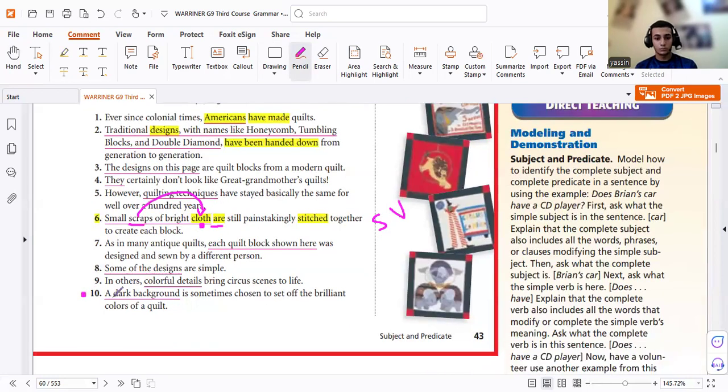Now here is the same. What is chosen? The background. Sure, background, correct, because this is an adjective. That must be here. Now, that is right.